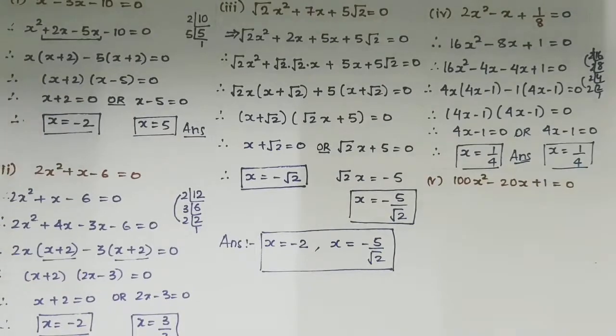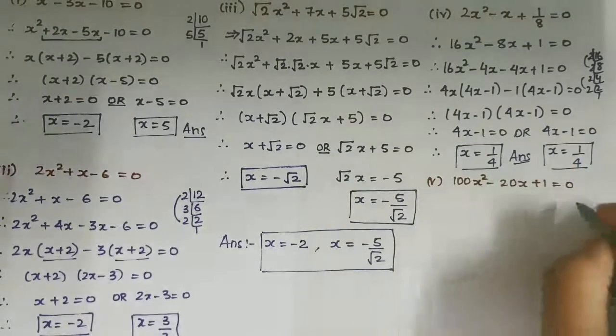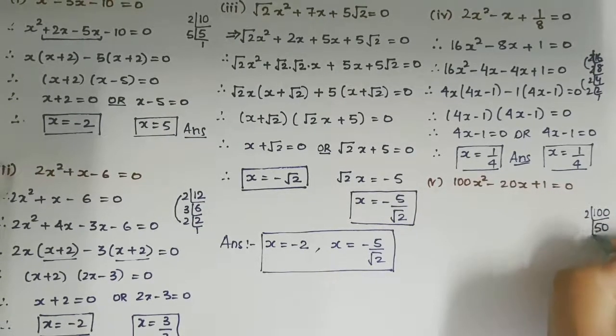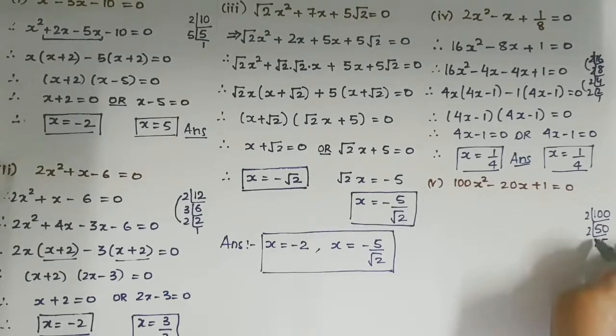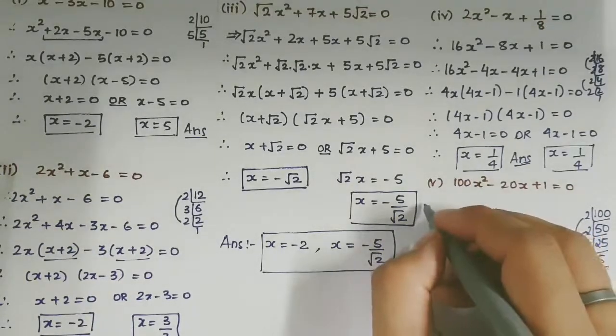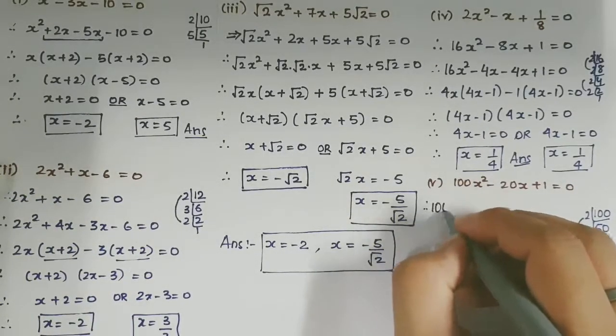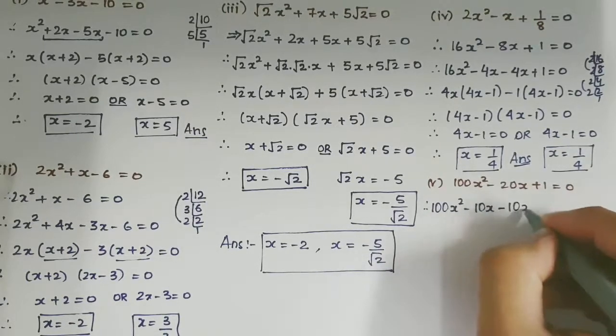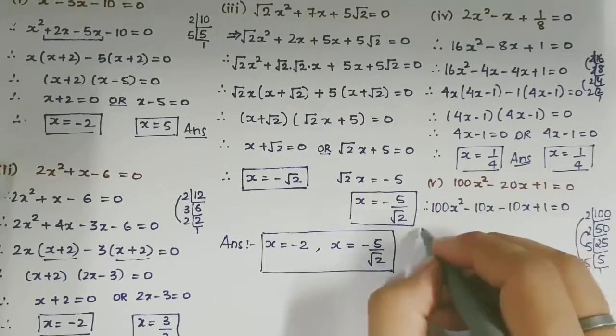Okay, now this is 100 over here. Now if we take the combination, 5 2s are 10 and again 5 2s are 10. Okay, so we'll get minus 20 over here. So we'll write it down: 100 x squared minus 10x minus 10x plus 1 equals to 0.